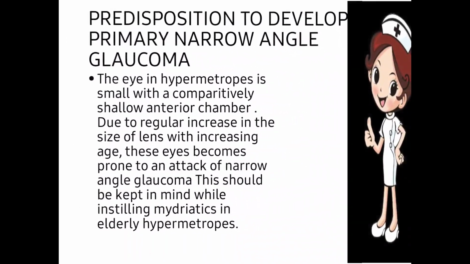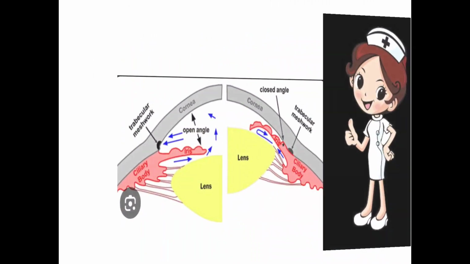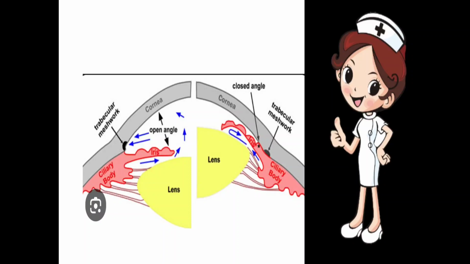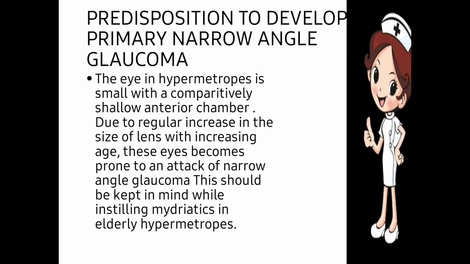Next one is predisposition to develop primary narrow angle glaucoma. The hypermetropic eye is small with a comparatively shallow anterior chamber. The anterior chamber angle is the angle between the iris and the cornea. In hypermetropes, the angle becomes shallow and narrow. Due to the regular increase in the size of the lens with age, these eyes become prone to an attack of narrow angle glaucoma. This should be kept in mind while prescribing mydriatics in elderly hypermetropes.